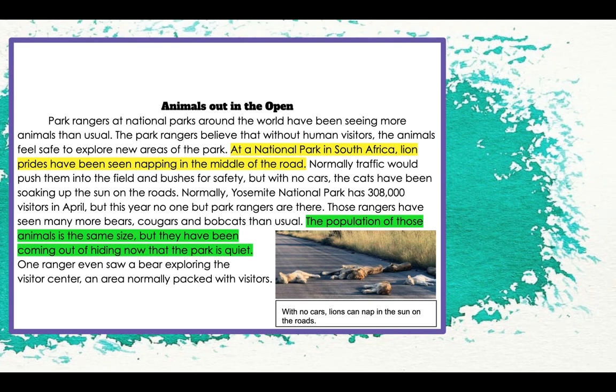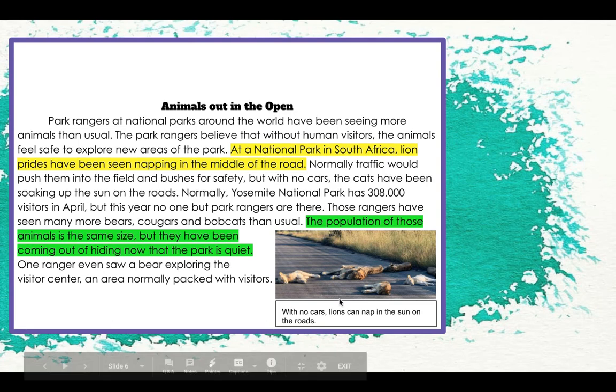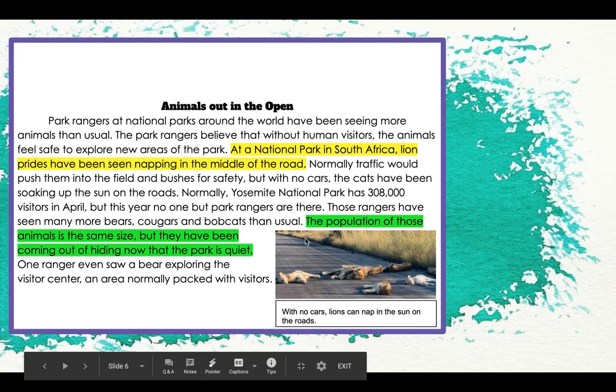We have a picture with a caption, and it says, "With no cars, lions can nap in the sun on the roads." And we can see a whole bunch of lions all napping right in the middle of the road. What a crazy sight.